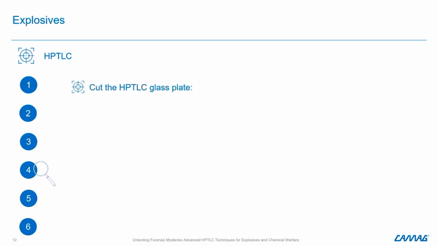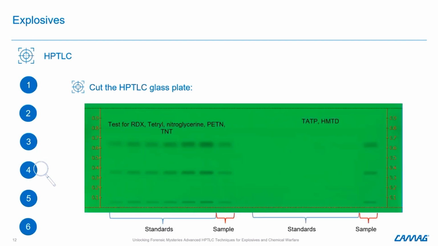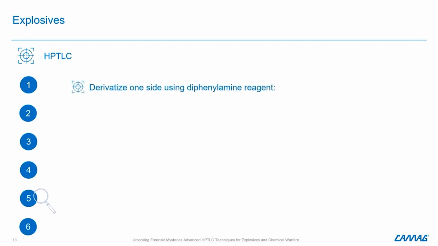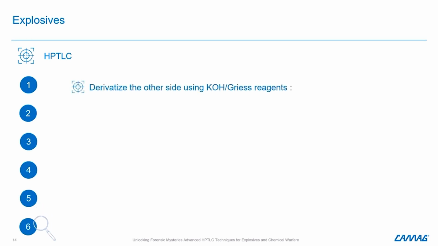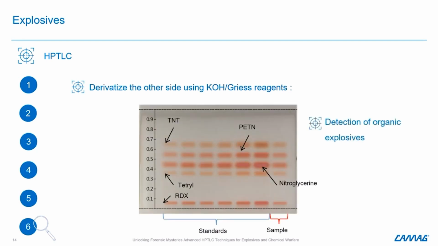In step number 4, we cut the HPTLC plate. Here in our example, we are just cutting the plate in the center. And then, with step number 5, we derivatize one side of the plate with the diphenylamine reagent, and then we are able to detect all the peroxide explosives. The other side of the plate, we derivatize with the potassium hydroxide and the Griess reagent, and we are able to detect all the organic explosives.